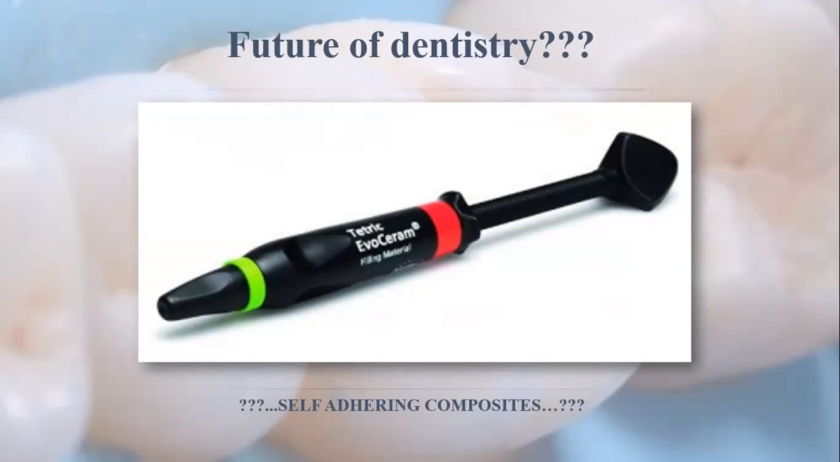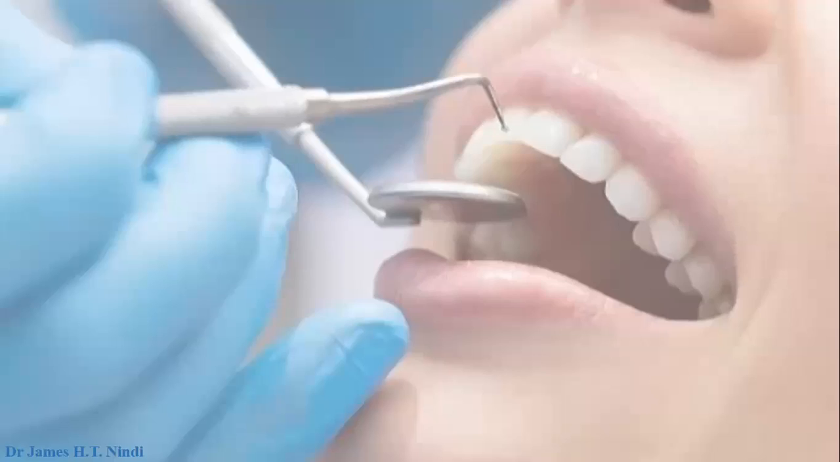So according to literature, there's some research that is going on where they're trying to come up with self-adhering composites, where after the cavity preparation, you don't have to etch or bond, you just apply the composite. Apparently, it will have properties which are fit enough to be able to bond to the tooth structure without any prior preparation. So currently, where do we stand?